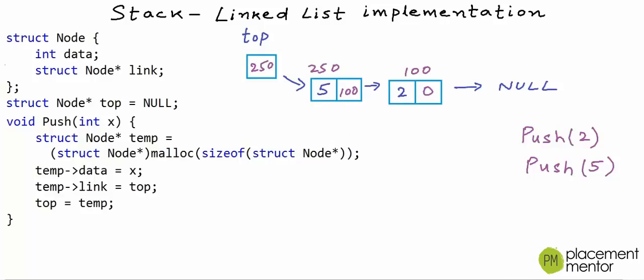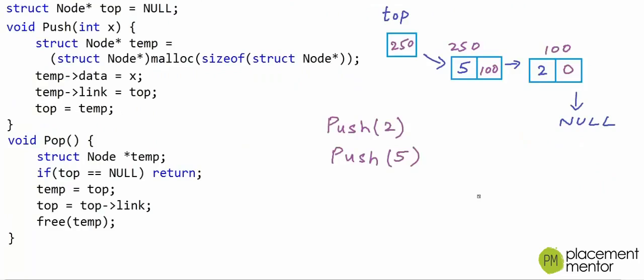Top here is a global variable, so we do not need to pass it as argument to functions. It is accessible to all the functions. In an object-oriented implementation, it can be a private field, and we can set it as null in the constructor. Okay, let's now see how the pop function will look. This is my pop function.